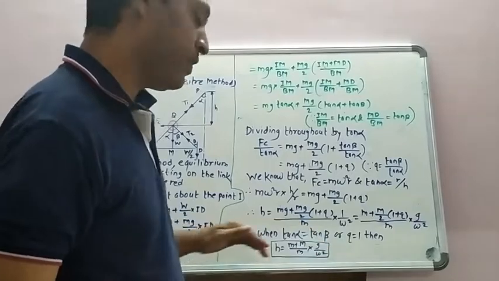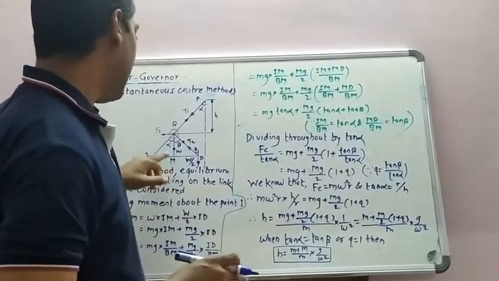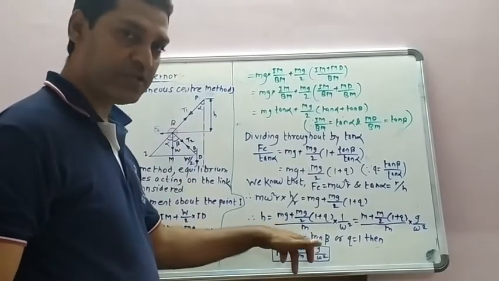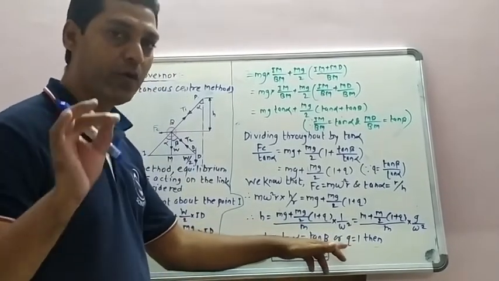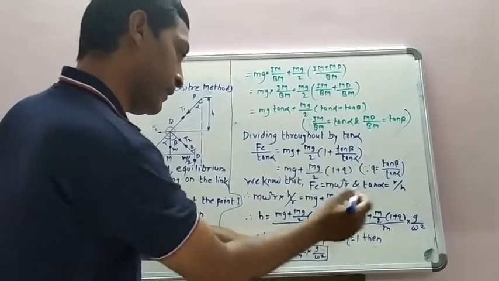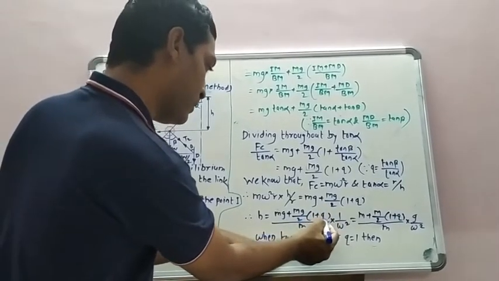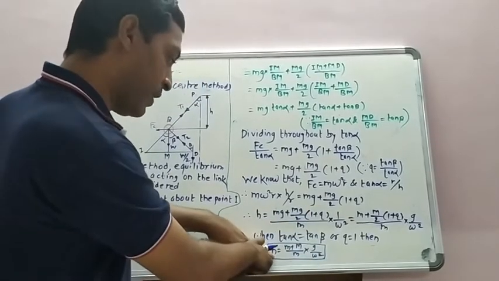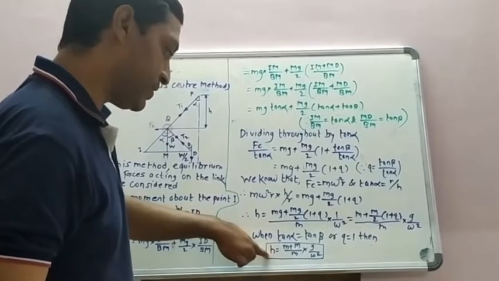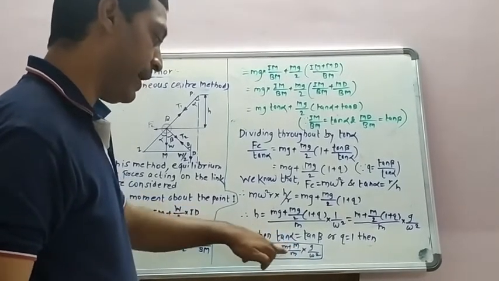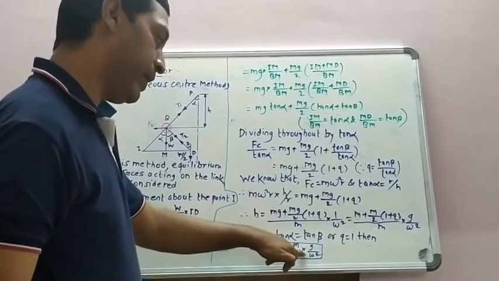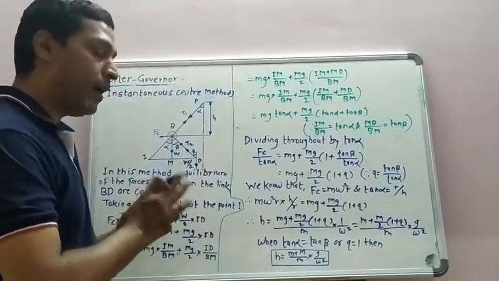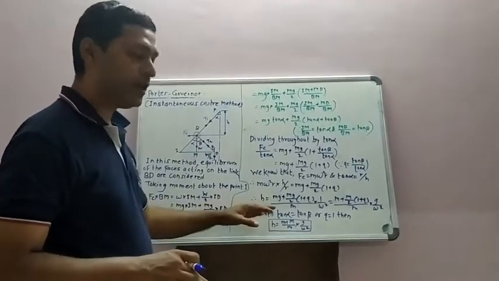Now in the next step, when we consider the angle alpha and beta the same, then tan of alpha must be equal to tan of beta, and here q becomes 1. Then this term becomes 1. So 1 plus 1, 2 gets cancelled. So we can get this relation for the height of the governor, that is h equals small m plus capital M divided by m multiplied by g divided by omega square. If we compare this relation with the earlier method, we can get the same result.